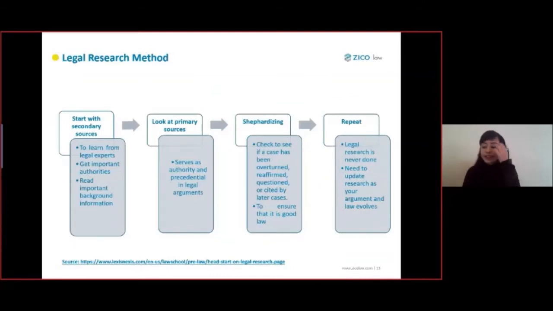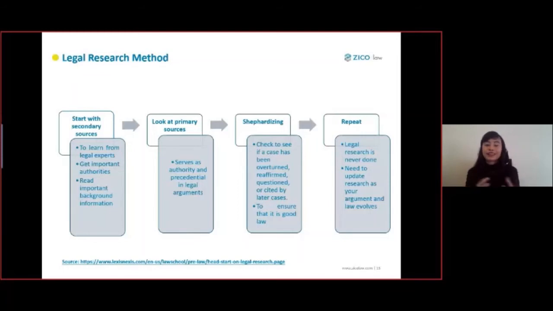Right. Like I've said, always start with secondary sources and then move on to primary sources. And then, this is a term by LexisNexis, I believe because of a tool that they have, it's called Shepardizing. This principle is basically to check whether the case has been overturned or reaffirmed. The purpose of doing this is to ensure that the law is still good law. The last part is to repeat the cycle.